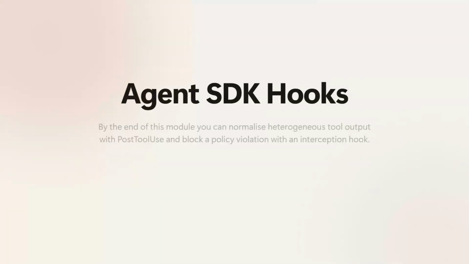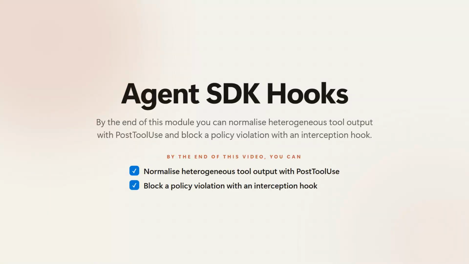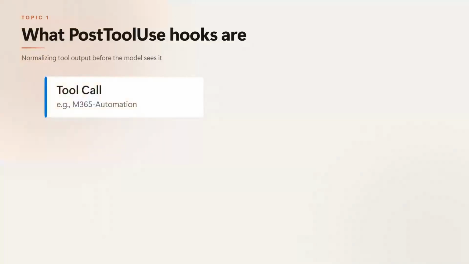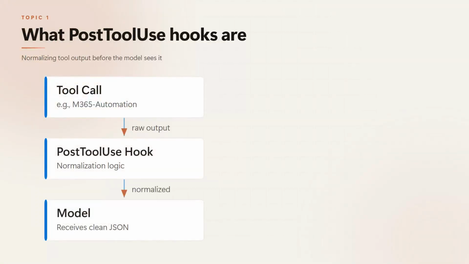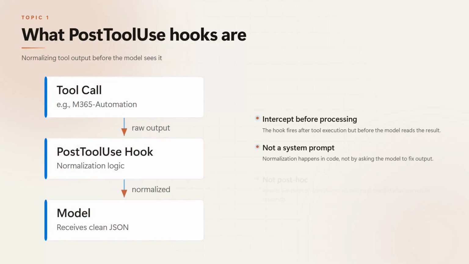By the end of this module, you can normalize heterogeneous tool output with PostToolUse and block a policy violation with an interception hook. Here is how this module builds up. PostToolUse hooks are functions that intercept the results of tool calls before the model ever sees them. They let you transform, normalize, or trim that output in code.